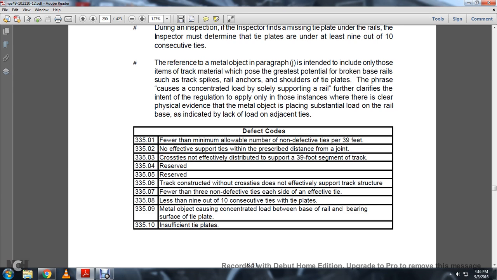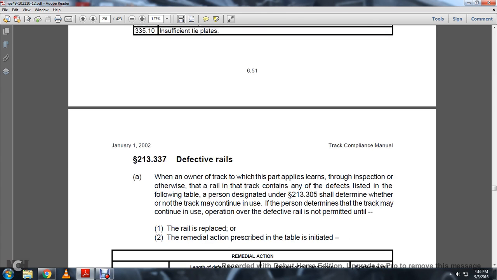33506, track constructed without cross ties does not effectively support the track structure. 33507, fewer than 3 non-defective ties on each side of each non-effective tie. 33508, less than 9 of 10 consecutive ties with tie plates. 33509, metal object causing concentrated load between the base and the rail bearing surface of the tie plate. 33510, insufficient tie plates.